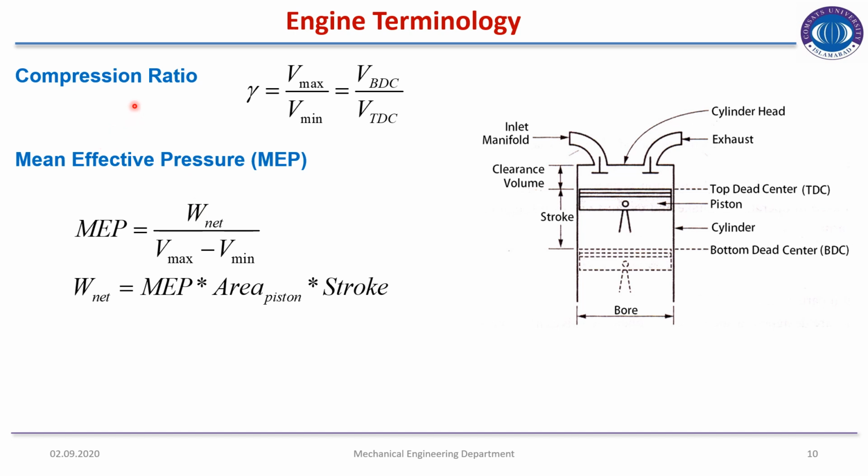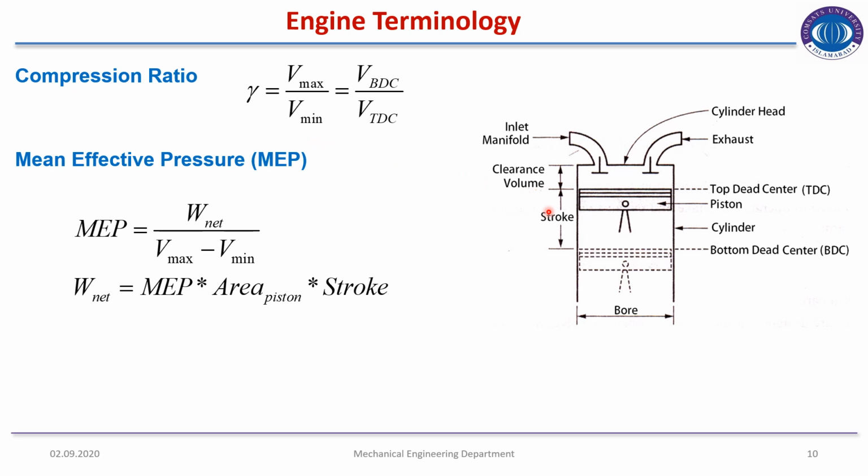So these are some very useful and repeated mathematical expressions. The compression ratio is represented with the symbol gamma. So what is the compression ratio? It is the maximum volume divided by minimum volume. When will be the maximum volume? When the position of the piston is at the bottom dead center. The maximum volume of working fluid will enter the piston cylinder when the piston is at the bottom dead center, as it will accommodate the maximum working fluid.